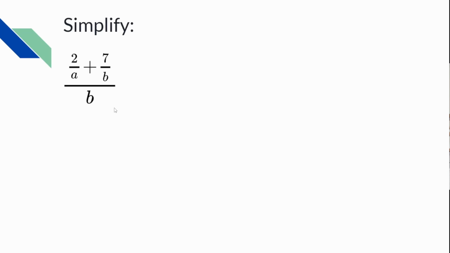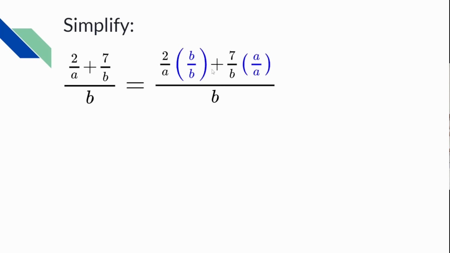The first thing we want to do is get a single rational expression in the numerator, and we already have a single expression in the denominator, so we'll just leave that alone for now. Let's add 2 over a and 7 over b. The LCD is going to be ab, so I need ab to show up in both denominators. To get what I want, I multiply both fractions by something equal to 1 in blue here.